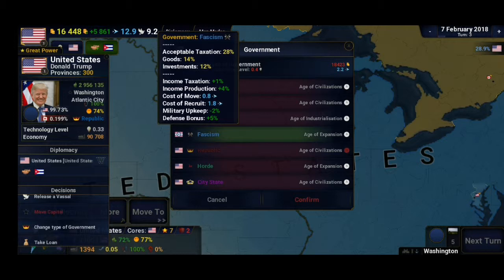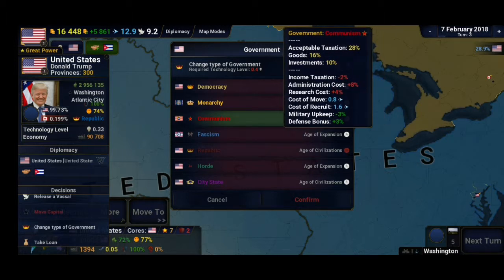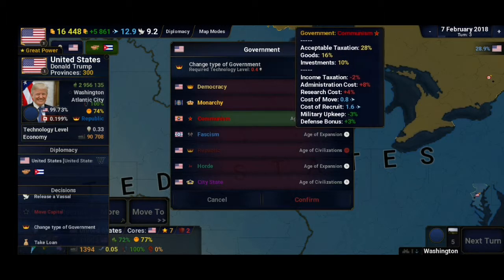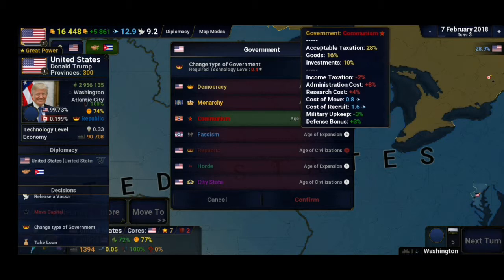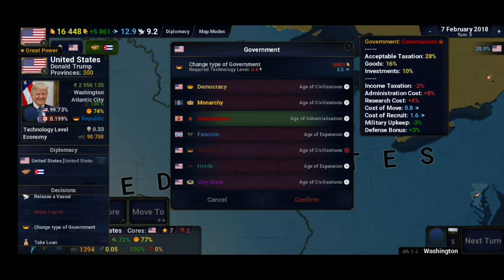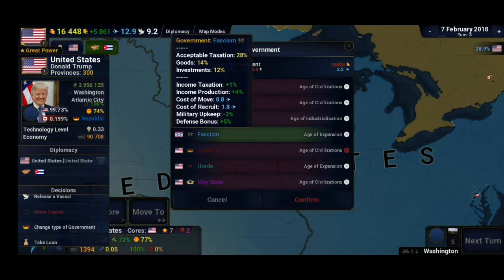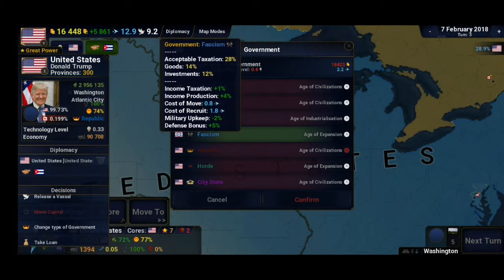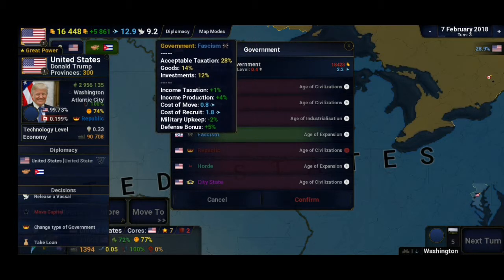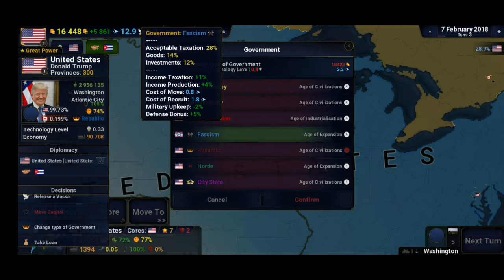But fascism gives you no debuffs. It gives you a very great economy. Well, communism in aspect does, but the research cost, I really hate that part. And even if you get 28% acceptable taxation, yeah, the income taxation and administrative cost really pulls you down. So you're in the same level as democracy if you ask me on what terms you earn. Fascism, well, income taxation nor production is great, but it's balanced out. At least it doesn't give you a debuff on the 28% you get. But all in all, yeah, that's the best ideology you can get in the game.